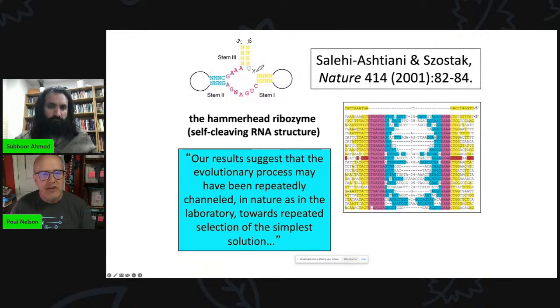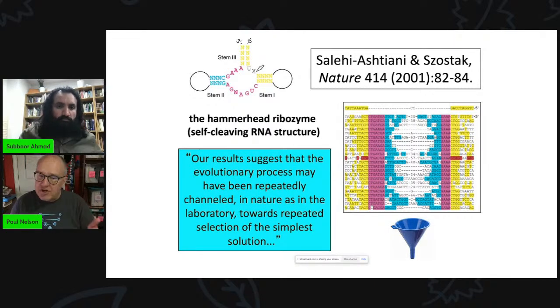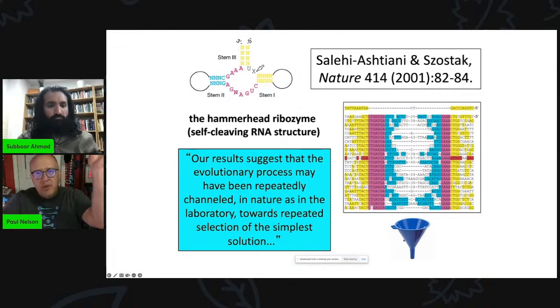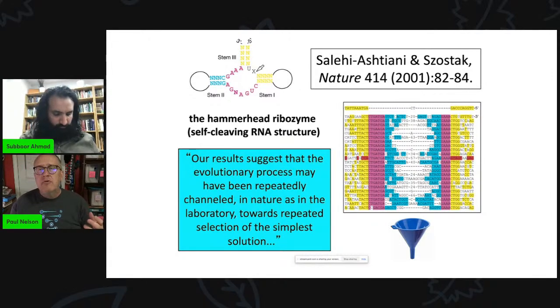So in their paper in Nature, they say evolutionary process may have been repeatedly channeled in nature, as it was in our laboratory experiments, towards the repeated selection of the simplest solution, what we see here. So my cartoon here of a funnel indicates that causally you are being deterministically driven towards the same outcome without there being material descent from a common ancestor. In effect, the chemistry or the biochemistry gives you a particular motif, whether you want it or not. It's going to be deterministically driven to that outcome.